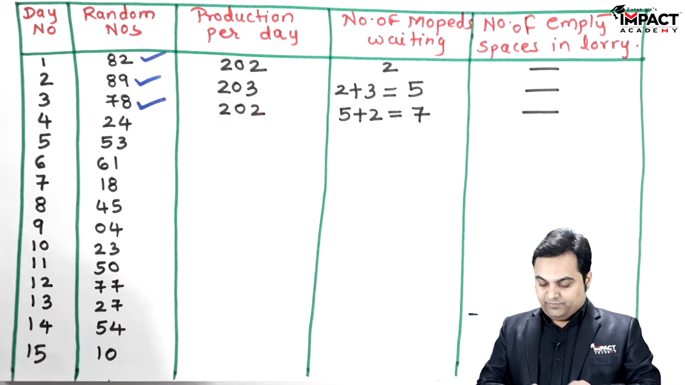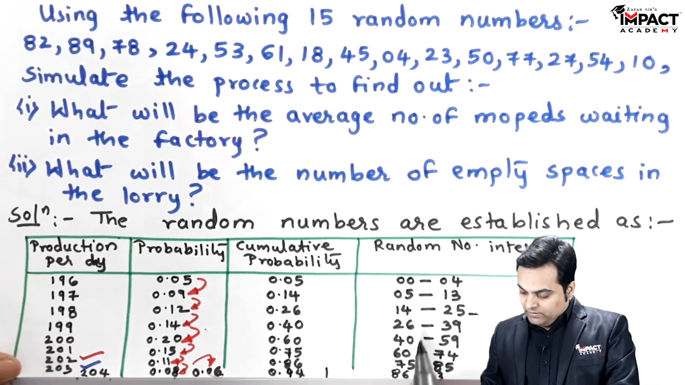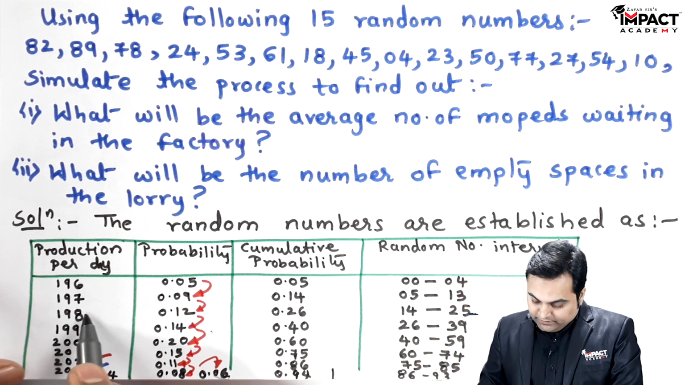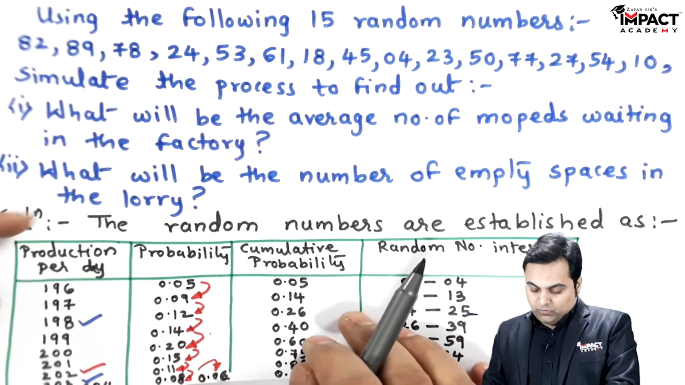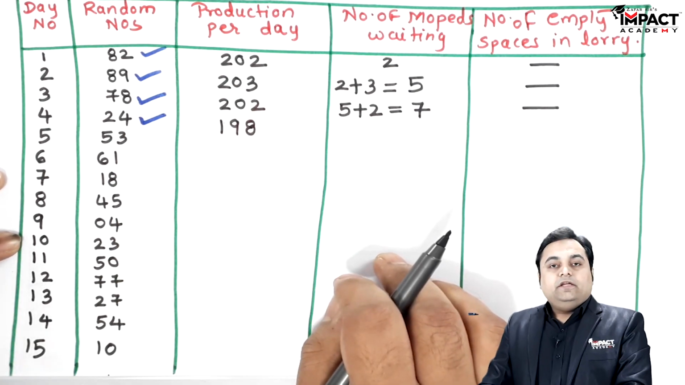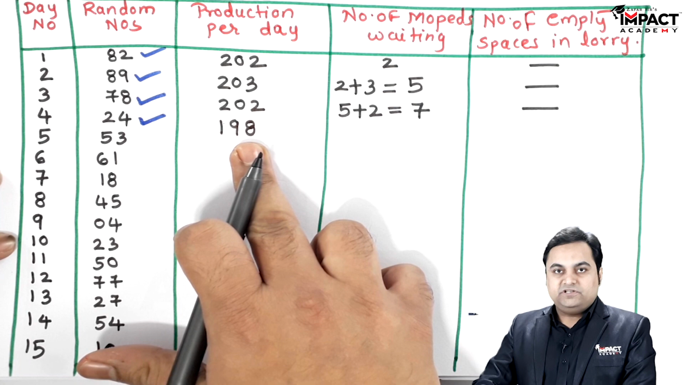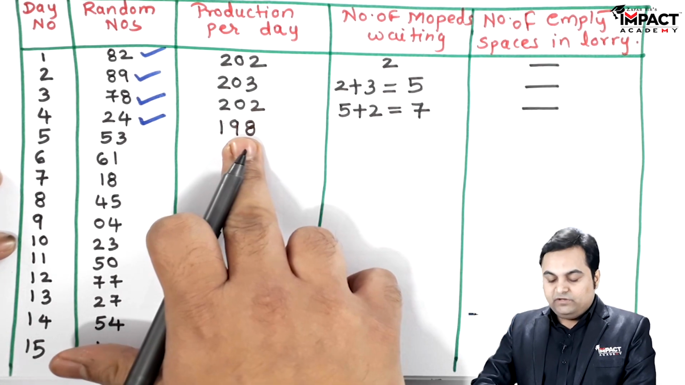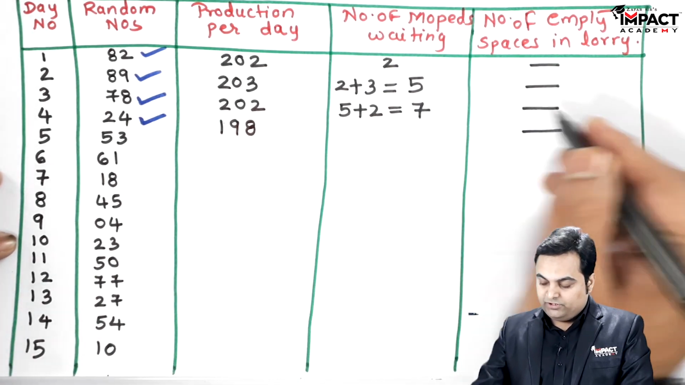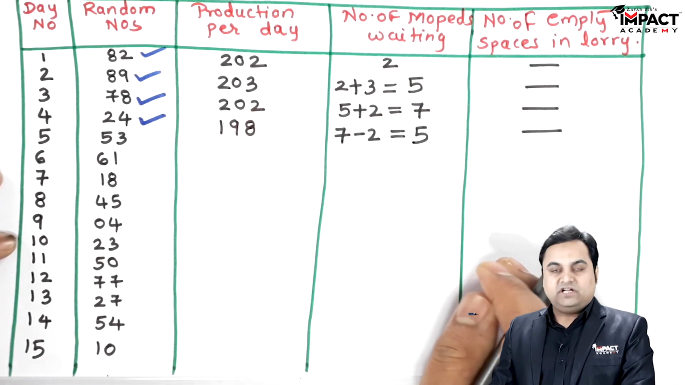Then select the next random number, which is 24. Now 24 corresponds to the interval between 14 and 25. And when I go back into the production per day, it is 198. So now the production per day is 198. And in order to transfer the mopeds in the lorry, we should have 200 mopeds. Here 2 less mopeds are there. So out of the 7 which are remaining, 2 will be given over here. So that becomes 200, and again it will go into the lorry. So no empty spaces in the lorry. Out of 7, 2 were sent. So what remains is 5. Now we have 5 mopeds which are waiting.